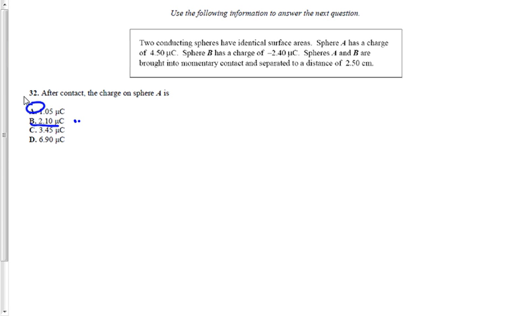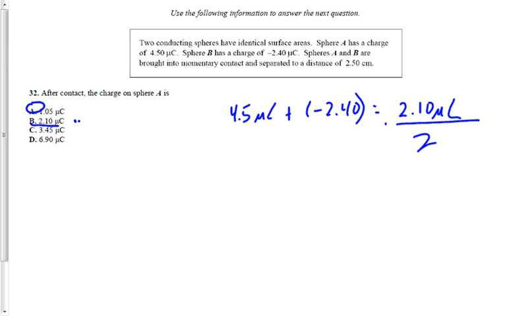Well, we know what we've got to do here. We've got two objects. All we're going to do is add them up and divide by 2. 4.5 microcoulombs. These are microcoulombs, doesn't really matter. Well, if we add those up, what do we get? 2.10 microcoulombs. That's exactly, Travis, what you did the very first time we did one of these problems. We added them up, and then we stopped right there. We can't stop because that's the total charge. The charge now on each individual object is that divided by 2, which gives me 1.05 microcoulombs. Does that make sense, guys?